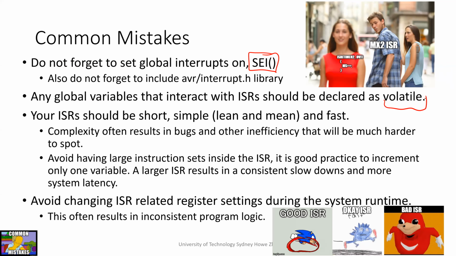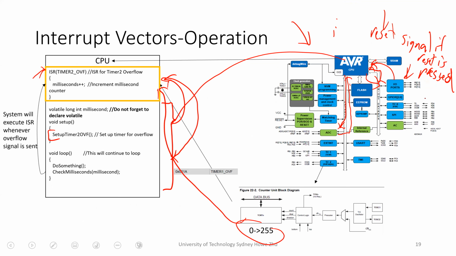Another problem is declaring variables volatile. Often people forget that variables that interact with the interrupt signal need to be declared volatile. So for example, your milliseconds here, you need to declare this milliseconds volatile. Oh, okay, interesting. So you need to declare volatile because milliseconds is being changed by this interrupt vector here.